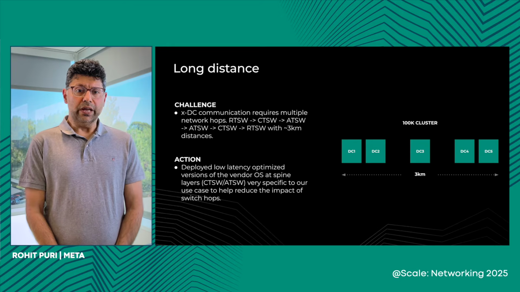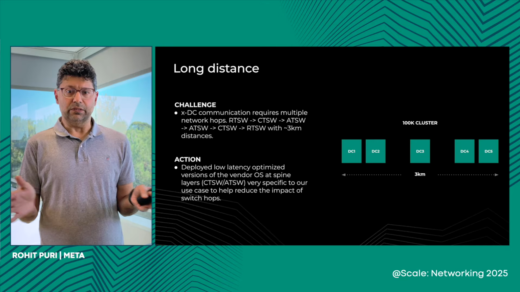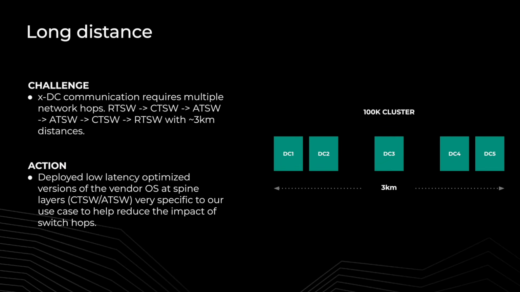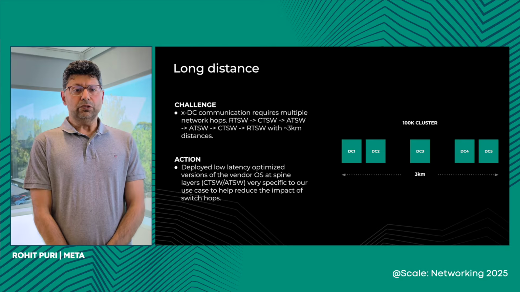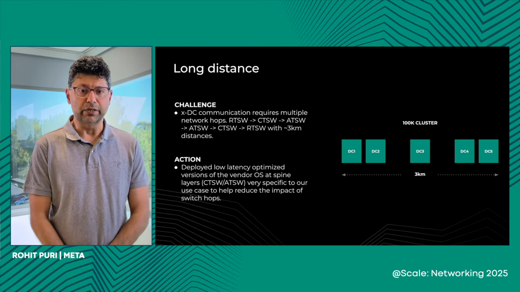The other issue we ran into was the long distance. Now, we all knew from Hany's discussion that DCs span over 5 buildings. There is a 3 kilometer distance covering all of these DCs. We can't do much about this physical distance, but we did deploy low latency optimized versions of the CTSWs. The idea has been to lessen the impact of some of these queue buildups and be able to absorb some of those error problems better. We also targeted this with a very specific use case for our deployments.